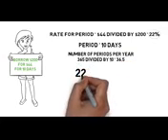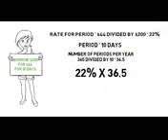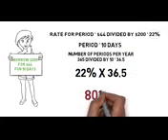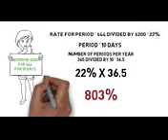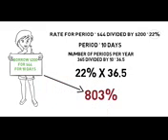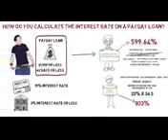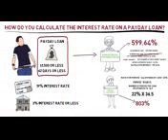Now we simply take 22% and multiply by 36.5. This gives us a simple annual percentage rate of 803%. So borrowing $200 for $44 over 10 days has an annual percentage rate of 803%. And now you know how to calculate the annual interest rate equivalent on a short-term payday loan.